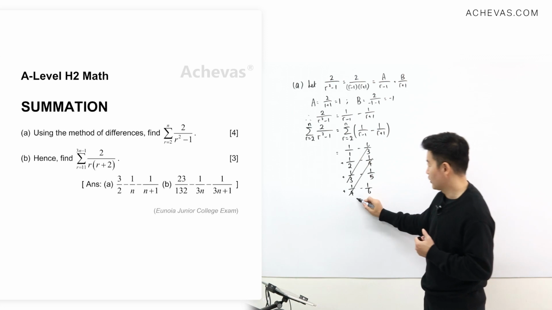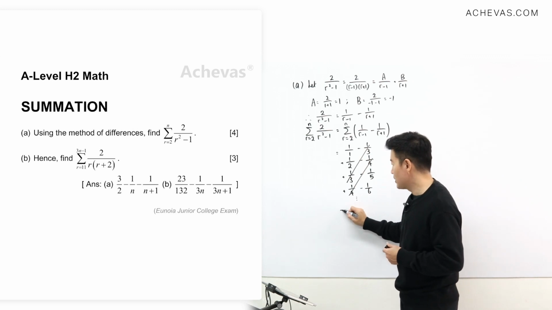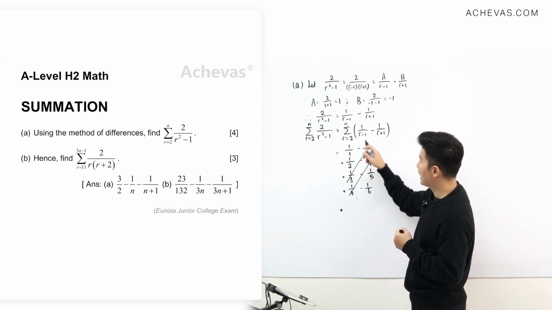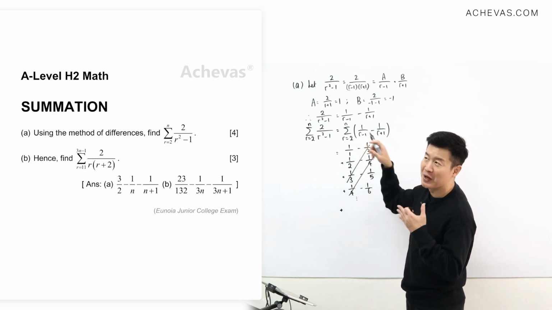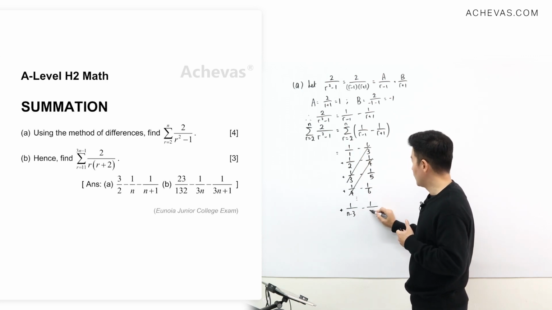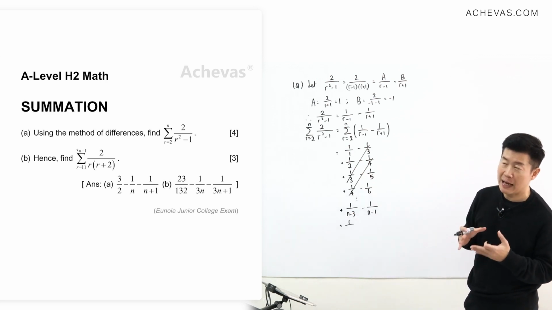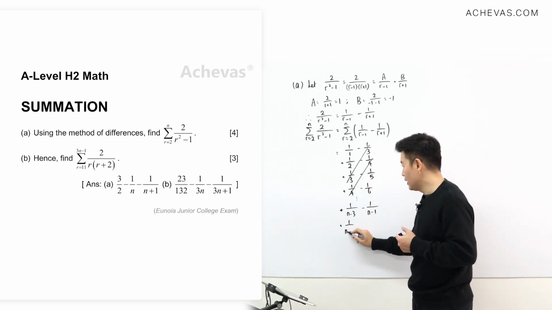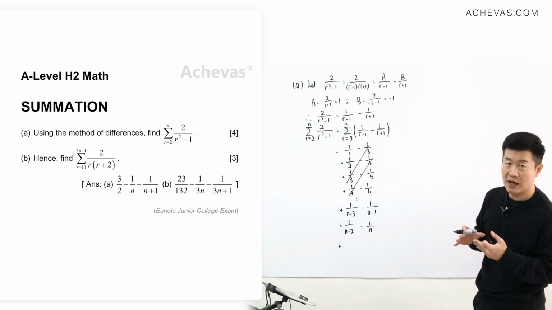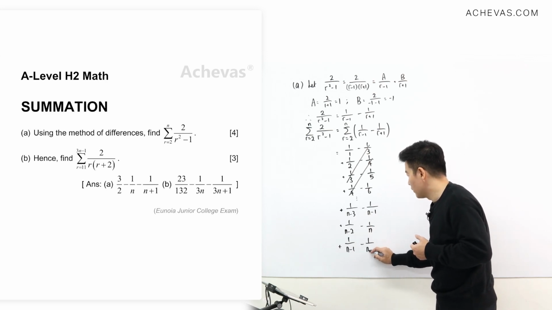Let's try to verify this. To verify this, we are seeing 3 rows giving us a cancellation that looks this way. So let me write down the last 3 rows. For the last 3 rows, I will let r be equal to n minus 2. So it is going to be 1 over n minus 3 minus 1 over n minus 1. Then letting r be equal to n minus 1, it is going to be 1 over n minus 2 minus 1 over n. And finally, letting r be equal to n, it is going to be 1 over n minus 1 minus 1 over n plus 1.